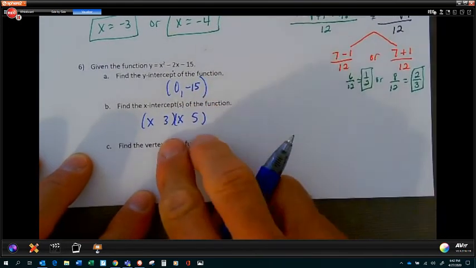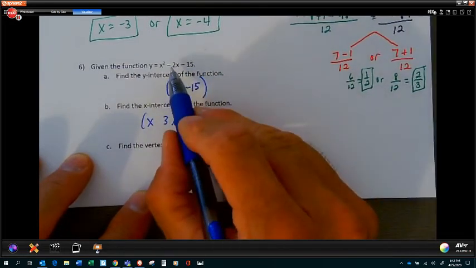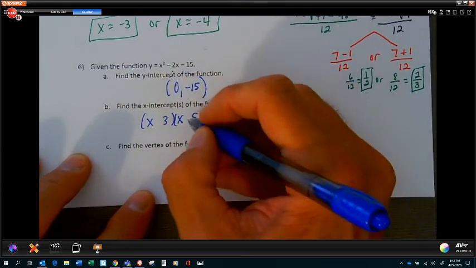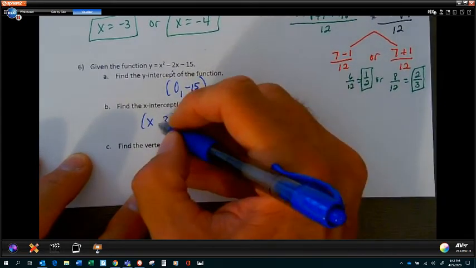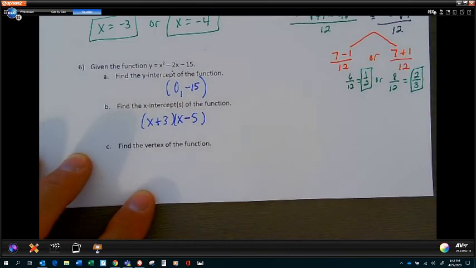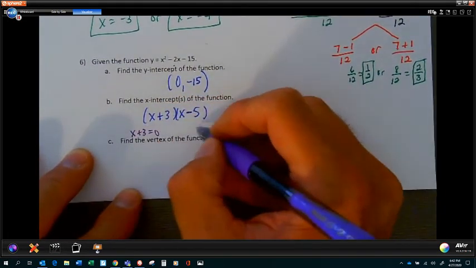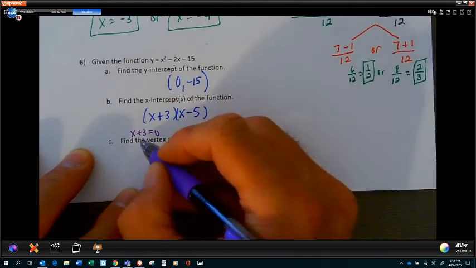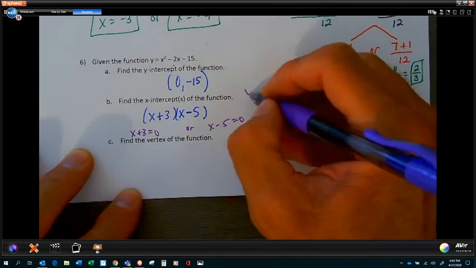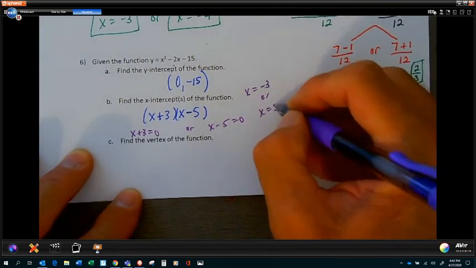So I know those are my two factors, and I know it's negative, so I know they're going to be opposite signs. I've got the b value is a negative 2, so the one furthest from 0, my larger value, is going to take the negative sign. And then I set them both equal to 0. x plus 3 equals 0, or x minus 5 equals 0. Subtract 3 from both sides, and I get x equals a negative 3, or x equals a positive 5.